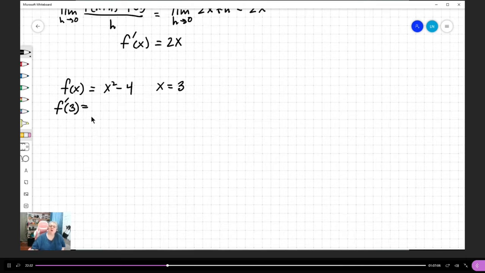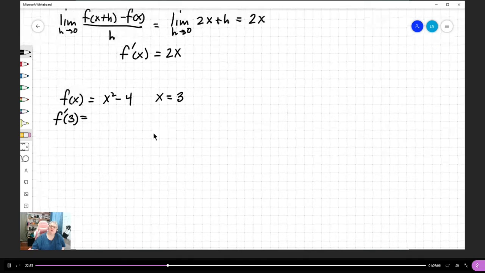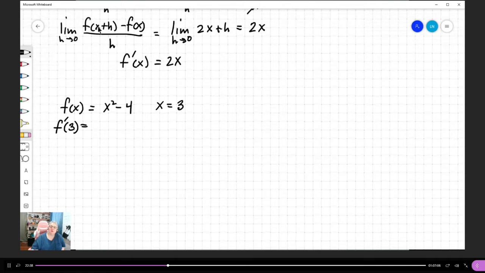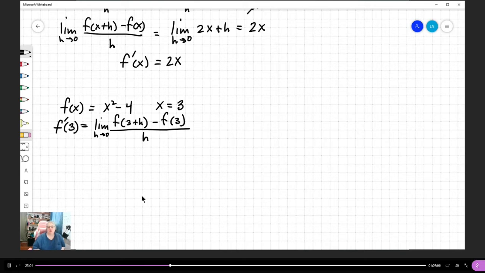All right. So what I can do now is replace the x in the difference quotient up here with 3. If I'm looking for a specific point, what I'm looking for is the limit as h goes to 0 of f of 3 plus h minus f of 3 all over h. This will simplify the algebra a little bit. So if I put this through the same steps I did up there, right?